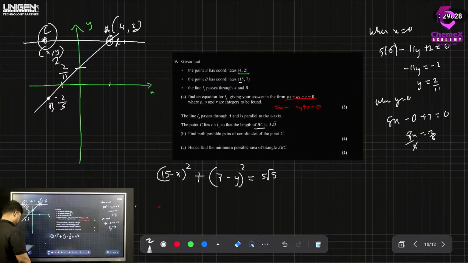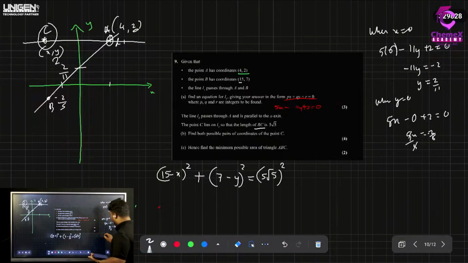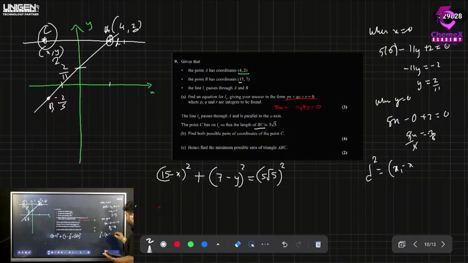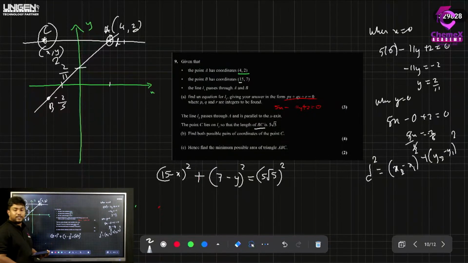squared. Remember the distance equation? You might ask what is this formula I am using. Can you remember some equation you learned when you have 2 points, plus y2 minus y1? Can you remember that formula? So I am just applying that for B and C coordinates.